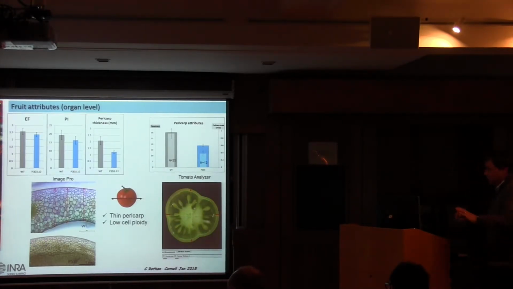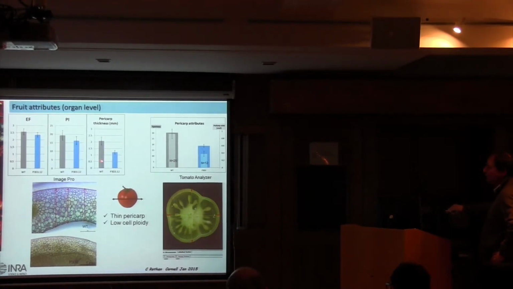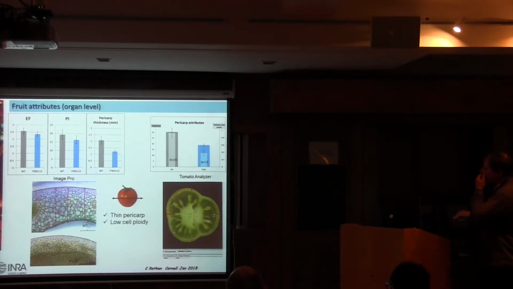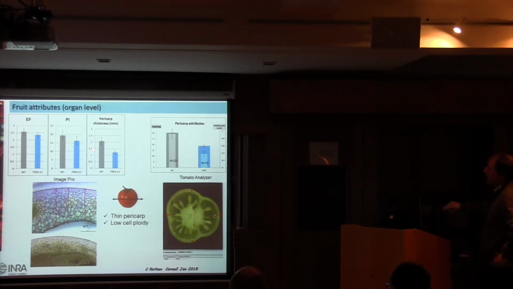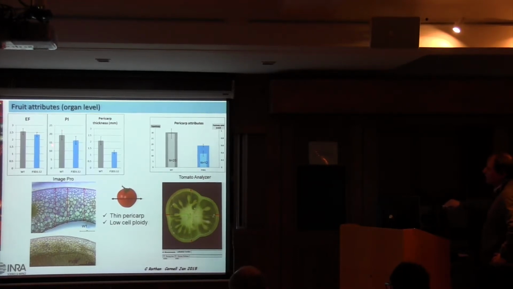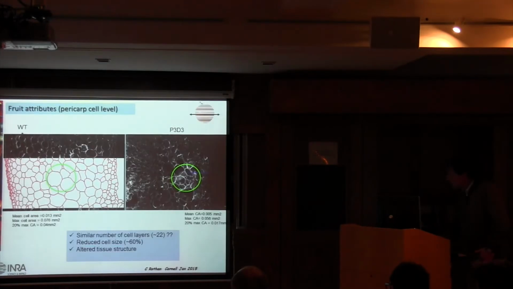And we have been looking at tissue level details. So what we did is to look at cross sections that you see here, wild type and mutant, looking at pericarp thickness. Again, we can clearly see that pericarp thickness is different using a tomato analyzer developed by Esther van Knapp. We did the same for pericarp area. We clearly see that it's different. And we also did ploidy measurement, and we see here the ploidy index. It's a low ploidy mutant.